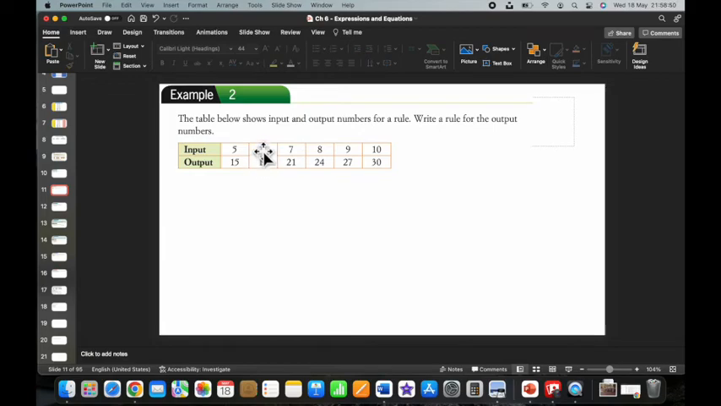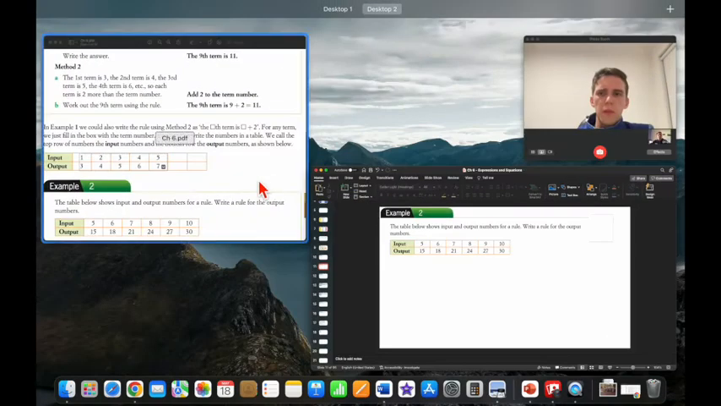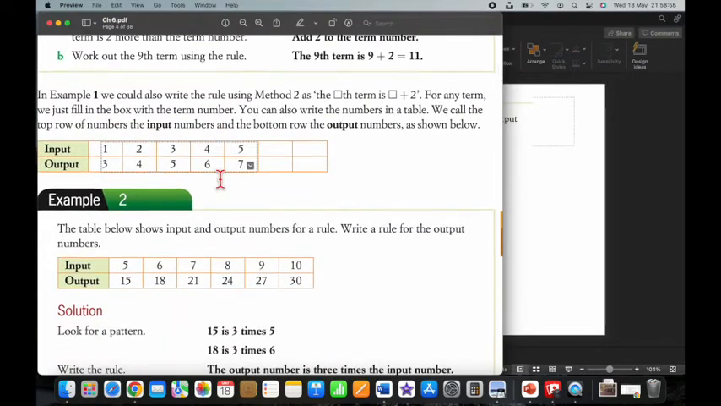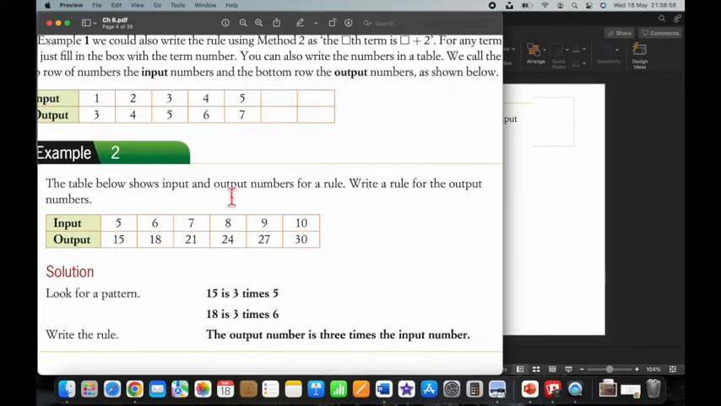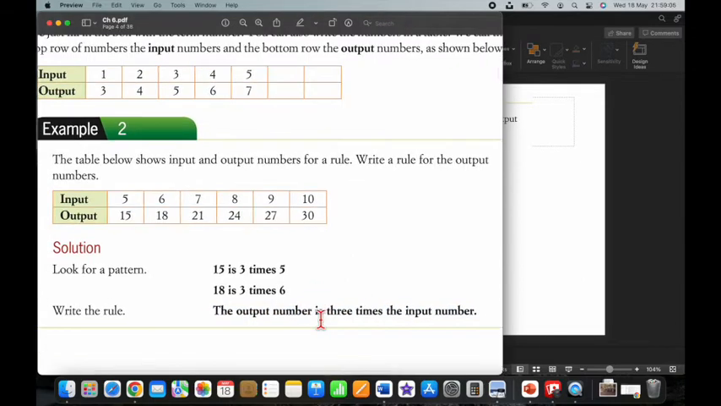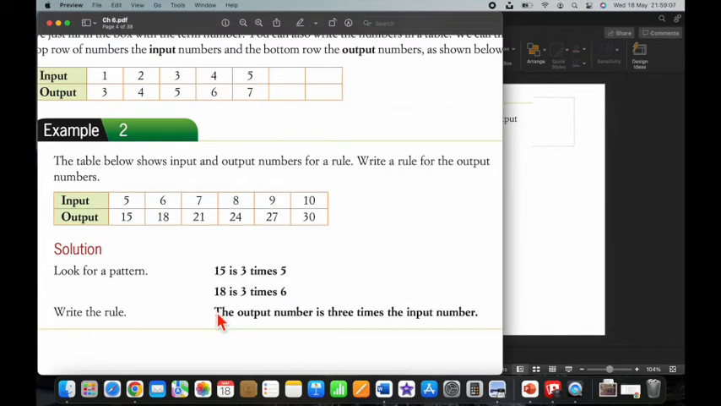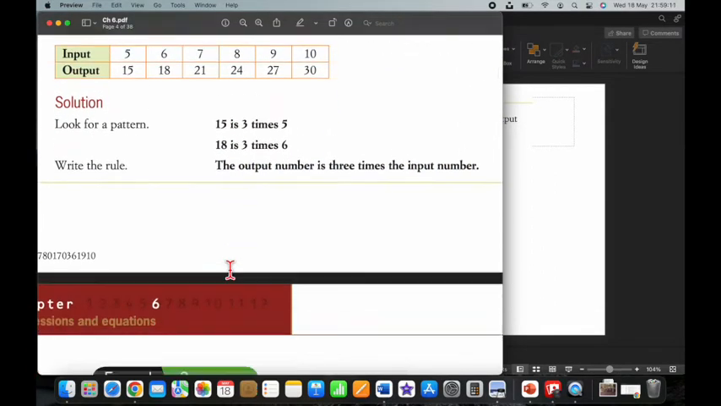Okay, so 6 times 3 is going to give us 18. Let's go back here. So look for a pattern. The output number is 3 times the input number. Okay, that is our rule. That's all we have to write for now. The output number is 3 times the input number. Let's go on a little further.